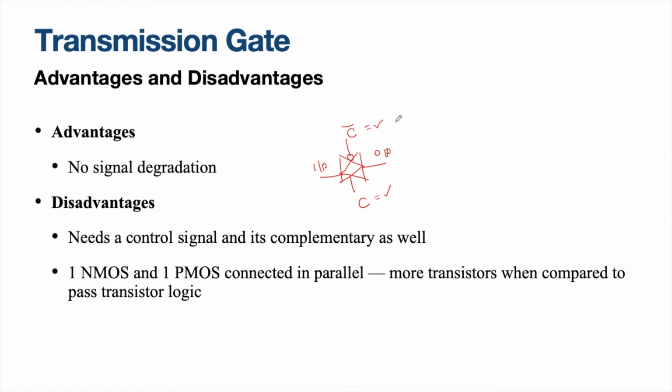Similarly, for implementing one simple function of transporting your input to the output, in the case of a pass transistor, what did we do? We had only one transistor, maybe NMOS or PMOS. But in the case of a TG, we have both NMOS and PMOS. So for the same function, instead of one transistor, we are using two transistors. Therefore, the number of transistors is increasing when compared to pass transistor logic. This is another disadvantage. Hope the explanation, advantages and disadvantages are all clear now.